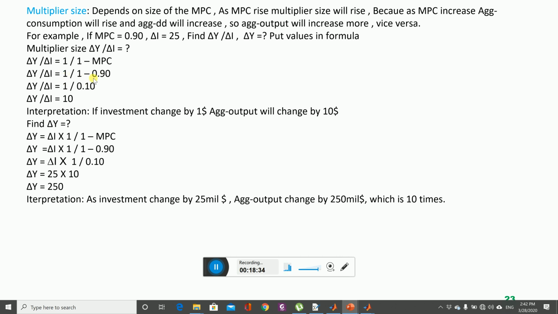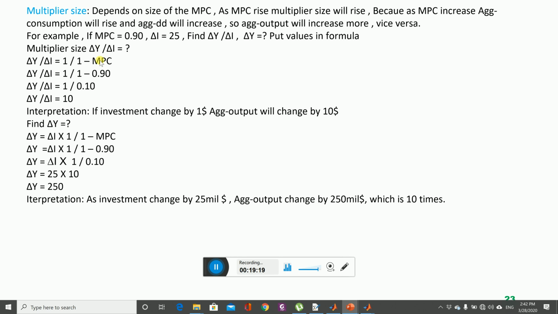1 over 1 minus MPC, where MPC is 90%, 0.90. So 1 minus 0.90 is equal to 0.10, and 1 divided by 0.10 is equal to 10. So when MPC was $0.75, 75%, the multiplier size we calculated was 4. But when MPC rises from 0.75 to 0.90, the size of the multiplier also increases, that is 10. I am again repeating the multiplier size formulation.